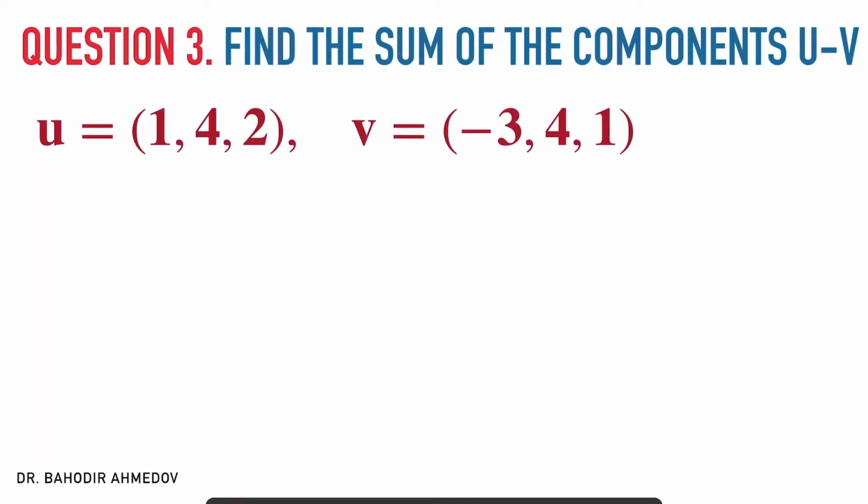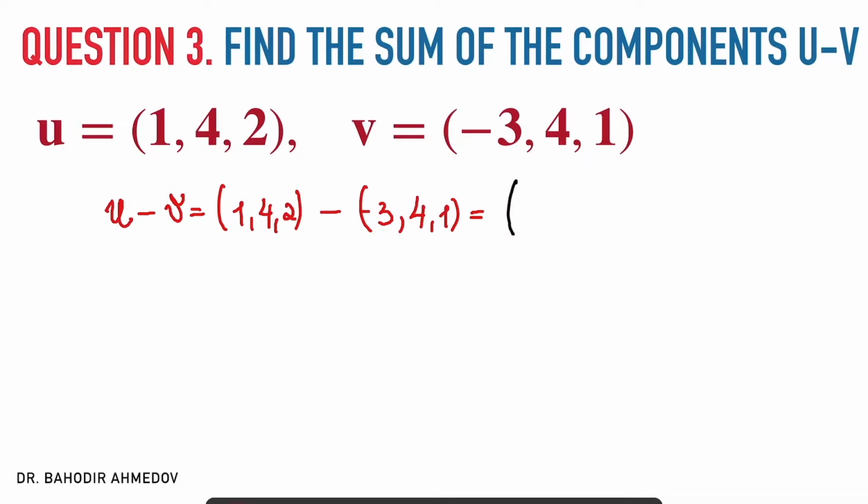And the next problem, we need to find the sum of the components of u minus v. So first of all, I'm just going to find the new vector u minus v. It's going to be (1, 4, 2) minus (3, 4, 1). Well, we just need to subtract the components of these two vectors component-wise. So it's going to be 1 minus 3, which is negative 2. 4 minus 4 is going to be 0. 2 minus 1 is going to be 1. Well, the sum of its components is going to be negative 2 plus 0 plus 1, which is negative 1.